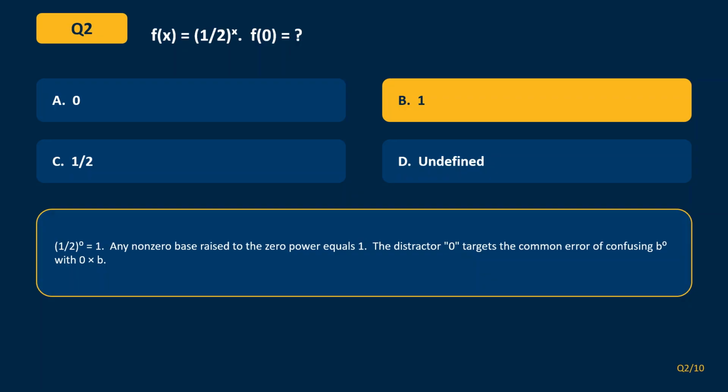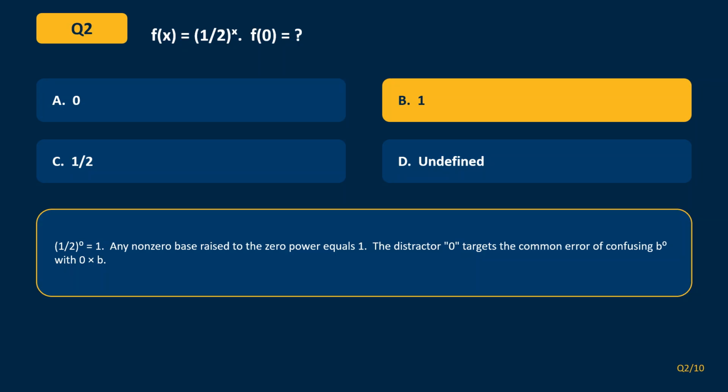This follows directly from the zero exponent rule, which states that any non-zero base raised to the 0th power equals 1. The rule holds universally: b to the 0 equals 1 for all b not equal to 0. The distractor A equals 0 targets a pervasive misconception, the erroneous belief that anything to the 0 power is 0, confusing b to the 0 with 0 times b. This is perhaps the single most common error associated with exponential functions at the introductory level.